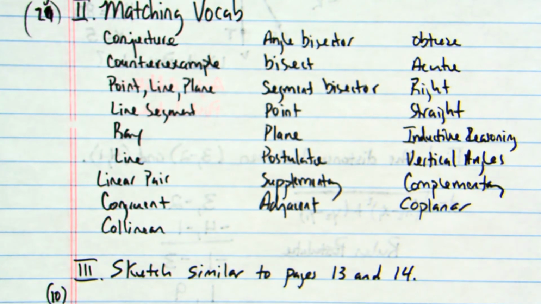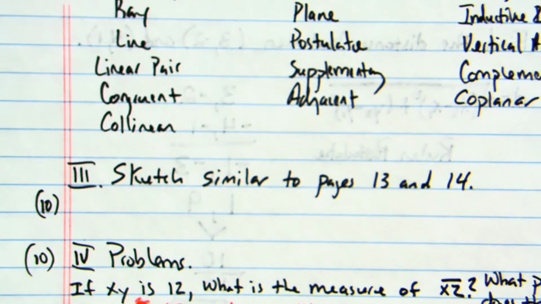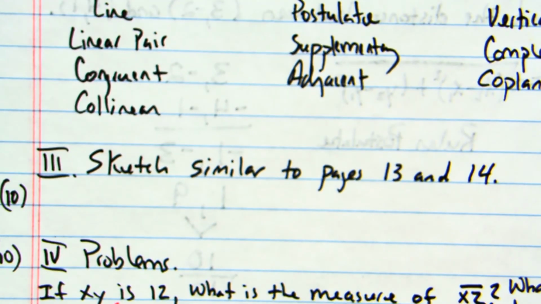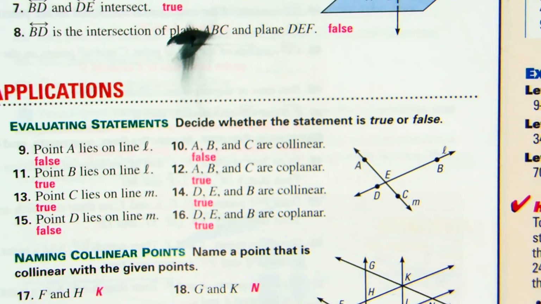All right, so there are those. Now, Section 3, we're going to deal with a sketch similar to page 13 and 14. On 13 and 14, what I'm talking about, I'm going to turn in my book real quick, which is the teacher's edition. And I'll try to clear it up and zoom it in, so if you're trying to study, it gives you some of the answers to look at.